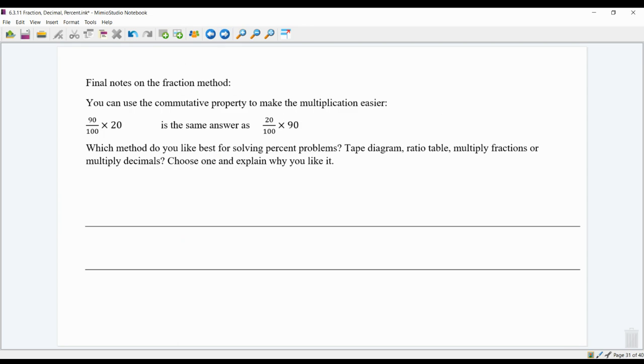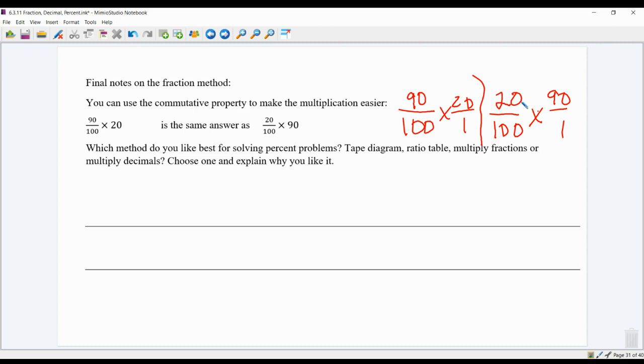And then on the very last part of the notes, I'm showing you this: the commutative property can make multiplication easier. Thinking about it like this, if I had to do 90 over 100 times 20, I could actually move the 20 and the 90 and make a different kind of multiplication problem. Notice the 20 stays on top and so does the 90. When I multiply across, I just have it in a different order. And the reason I did that was because I wanted to simplify 20 over 100 as 1/5.